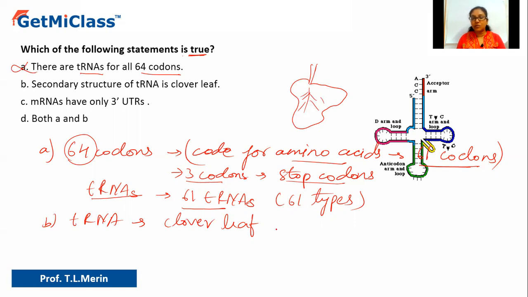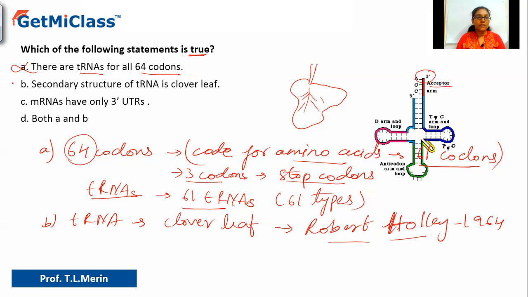So yes, that is absolutely right. And this structure, the clover-leaf model, was proposed by Robert Holley in the year 1964. So option B, which says clover-leaf model, is absolutely right. Having the clover-leaf model, it has one end at the 3' end, which is called the amino acid acceptor arm, and it has further 3 loops. We are not going into details about the structure. The overall structure is a clover-leaf structure, which was proposed by Robert Holley in the year 1964. So that is absolutely right.